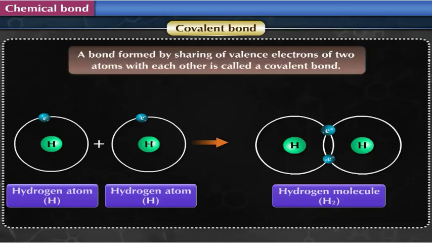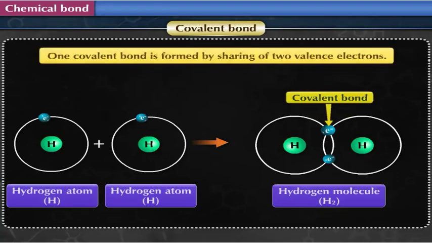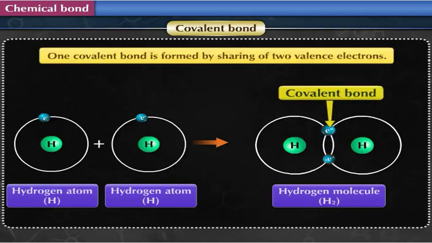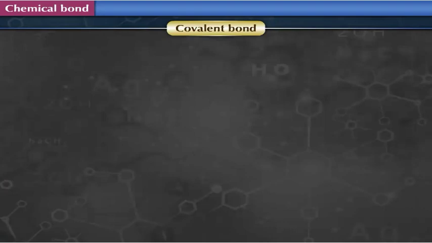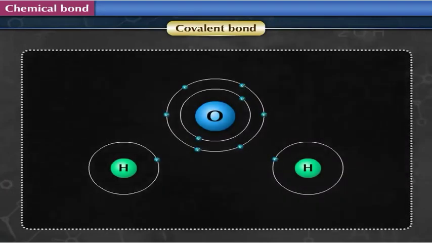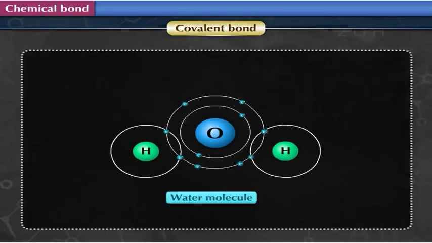Such a bond formed by sharing of valence electrons of 2 atoms with each other is called a covalent bond. One covalent bond is formed by sharing of 2 valence electrons. A covalent bond between 2 atoms is also represented by a dash joining their symbols. Now let us see how a water molecule of the compound water is formed from 2 hydrogen atoms and 1 oxygen atom.